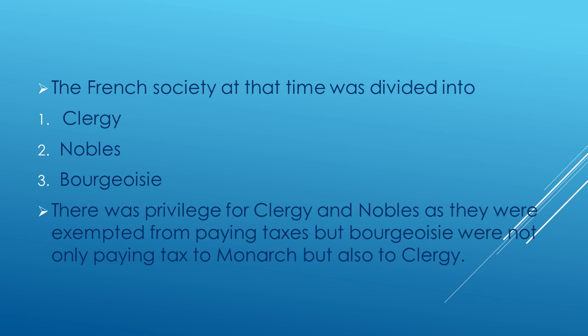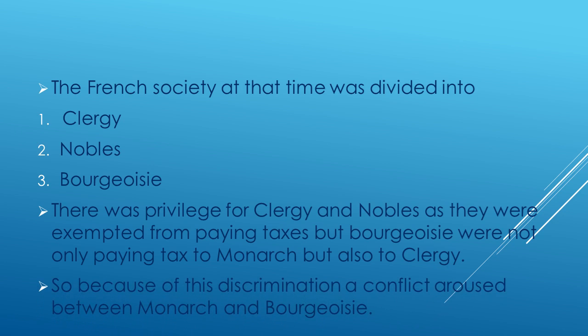So the clergy and nobles were not paying any kind of tax, but these bourgeois, the third estate people, were paying tax not only to the clergy but also to the nobles. You have to pay tax to the first estate people and to the second estate people. This was the discrimination that existed at that time, and because of it the third estate people started to fight against the first and second estate people. Because of this discrimination, a conflict arose between the monarch and the bourgeois.